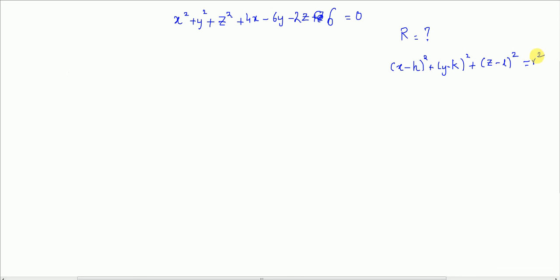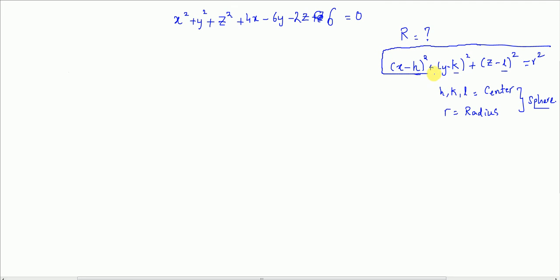This point h, k, l is the center of the sphere, and this is the formula for the radius. Let's keep it aside. We have to get this equation somehow. So for this equation, we need to do something like this.